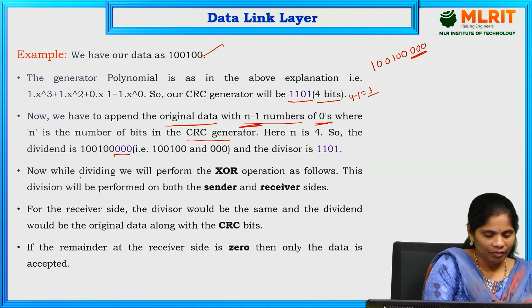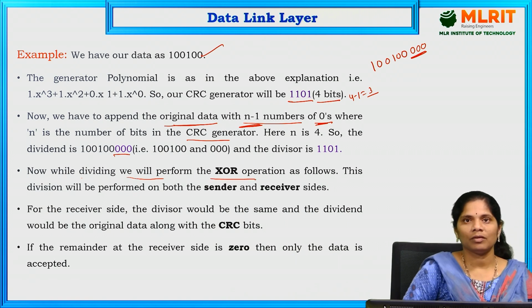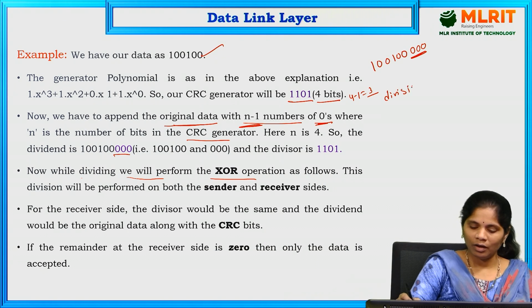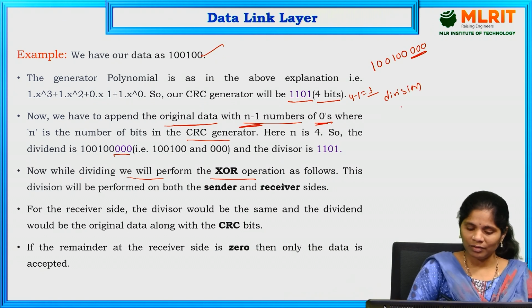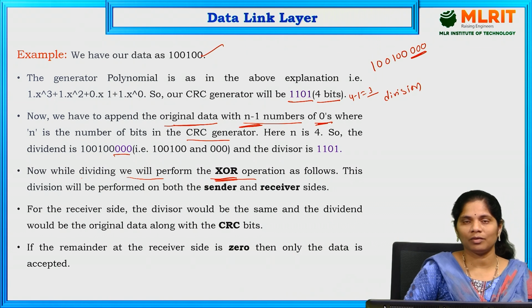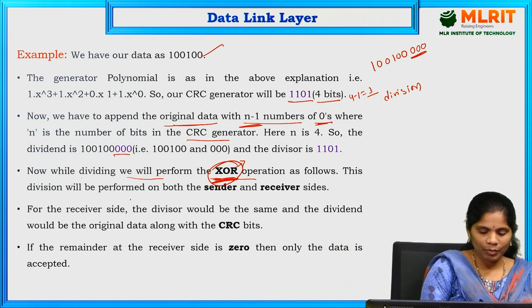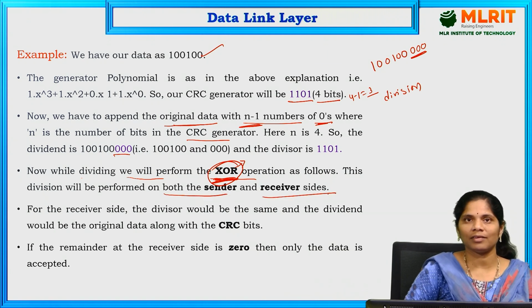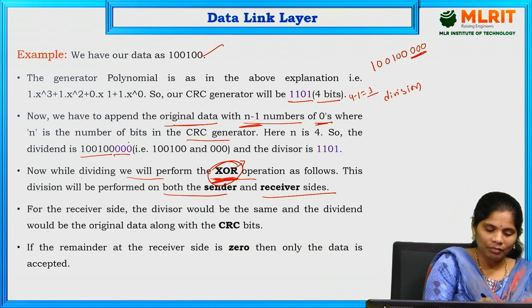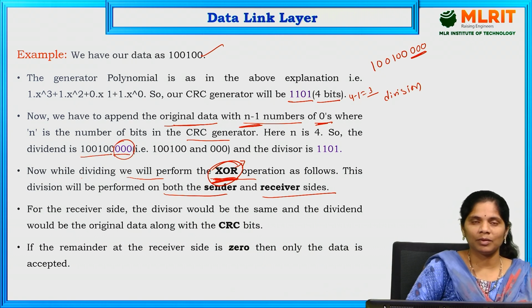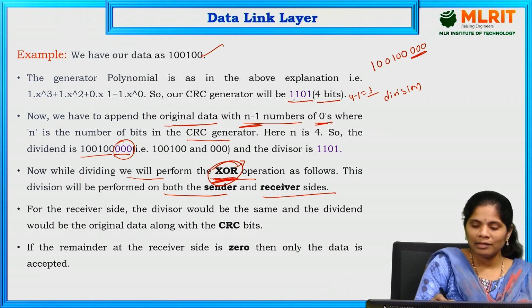Now while dividing, we will perform the XOR operation. We are using division, right? Whenever we are doing the division, we have to perform the XOR operation. In digital logic design we have AND gate, OR gate, NAND gate, like that, and there we also have the XOR operation. Based on the XOR operation, we perform the CRC. This division is performed both at the sender side as well as the receiver side. This is the original data. For that original data, how many bits are we adding? 3 bits. How is it decided? Based on the CRC generator.